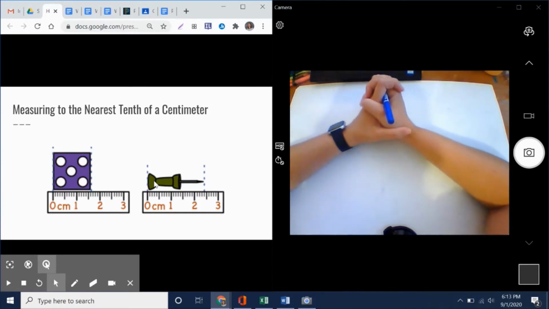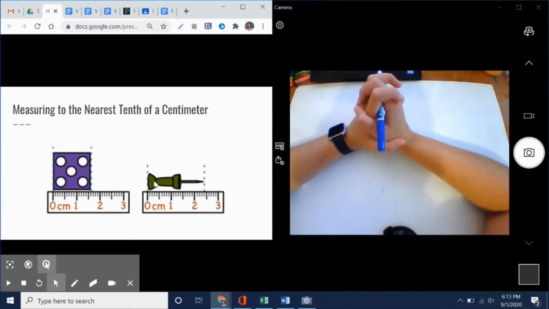So the first measurement we're going to talk about is measuring length. Remember, that's a straight line distance between 2 points. And our proper measuring tool for measuring length is the meter stick. We're going to look at 2 examples here. We'll do one together, and then you'll try it. We're going to be measuring the length of a die.